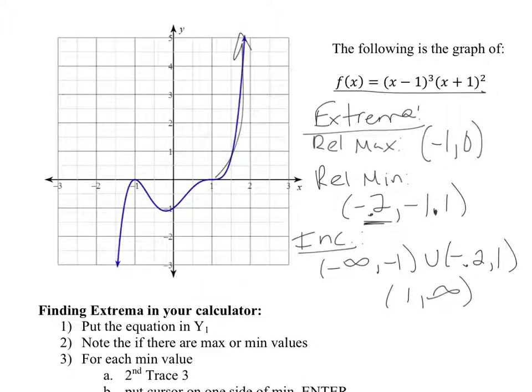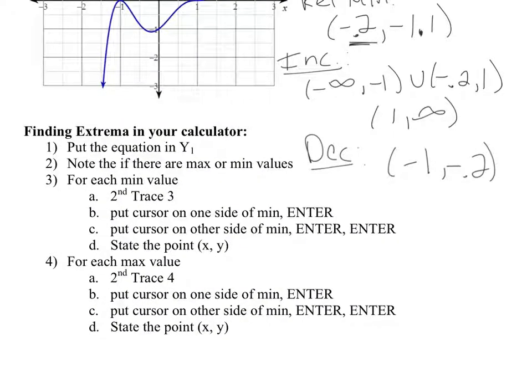And then finally we have where is it decreasing? It's decreasing from -1 to -0.2. So from here to here, this little minimum point. All right, look this over in your calculator and have a great day.